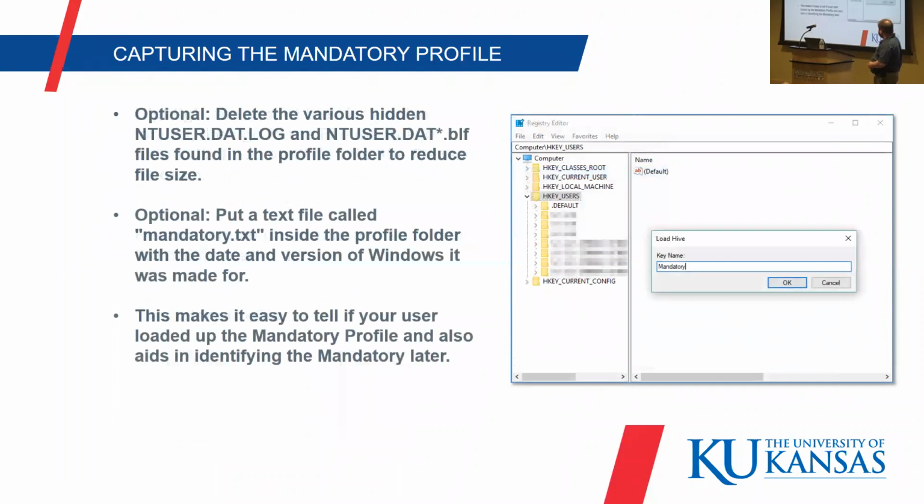You can also optionally delete some of the junk folders and files they make in the process of customizing this mandatory profile. I'd also recommend putting a file called mandatory.txt in the root of that mandatory profile with the date it was created and the version of Windows you created it with. It's both a good way to check that the user's loading a mandatory profile, because this will appear in their profile once they log in, and a good way once you start using several different mandatory profiles to know which one you're looking at, because otherwise it's not easy to tell.